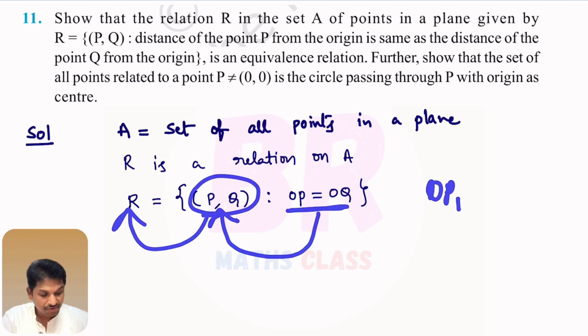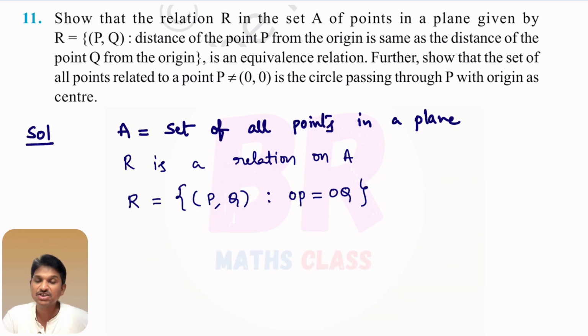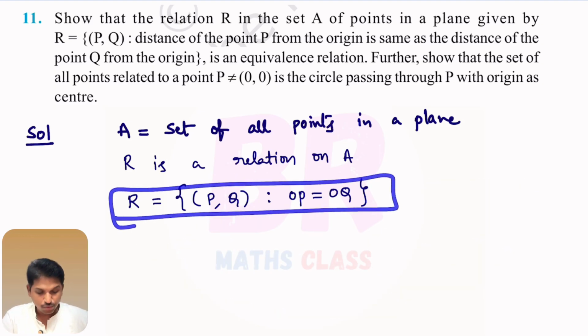Suppose OP1 is not equal to OP2, then P1 comma P2 does not belong to the relation. When OP1 is equal to OP2, then only the ordered pair P1 comma P2 belongs to the relation. See, understanding the relation is important.